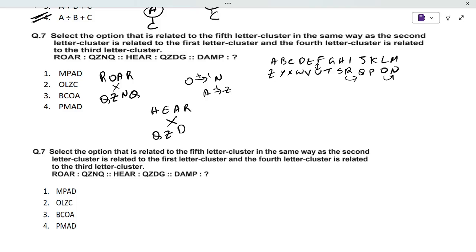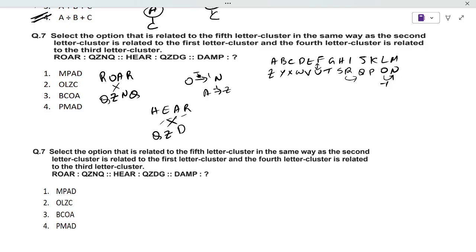Alright. Yeah, we made a mistake. This is minus 1, so everything is minus 1 now. O minus 1 is N. Right? O minus 1 is N. So E minus 1 is D. So everything is minus 1. They're interchanging it.